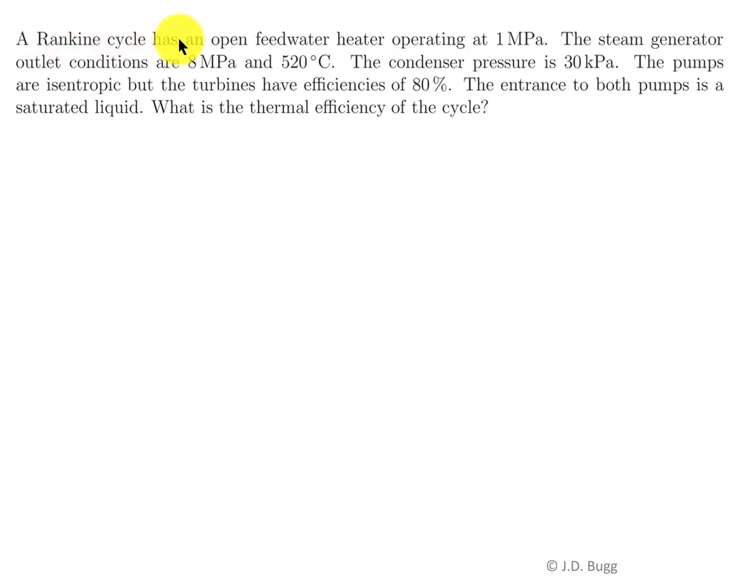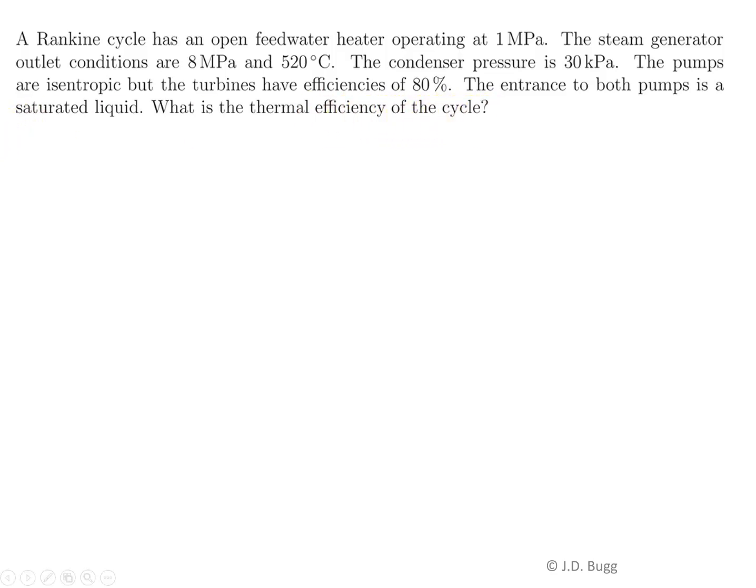A Rankine cycle has an open feedwater heater operating at 1 megapascal. The steam generator outlet conditions are 8 megapascals and 520 degrees C. The condenser pressure is 30 kilopascals. The pumps are isentropic, but the turbines have efficiencies of 80%. The entrance to both pumps is a saturated liquid. What is the thermal efficiency of the cycle?